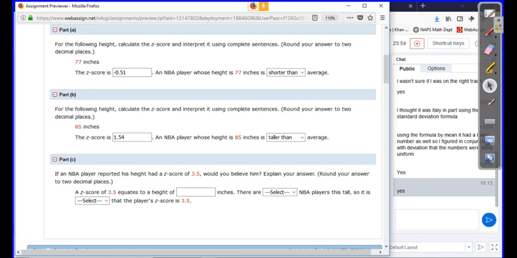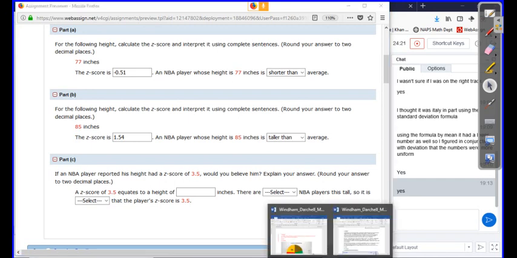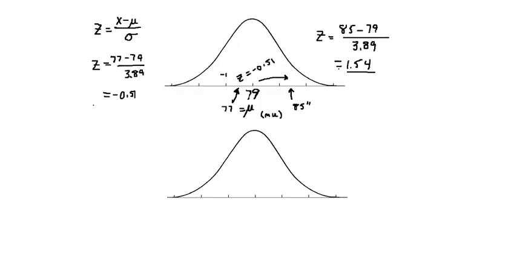So finally, let's talk about this. Can we use a z-score, if we know it, to find out something about somebody's height? Sure. 3.5 standard deviations is a z-score, and we ask, what would that equate to as far as height goes? Let's take a look at it. What does that mean to us? So let me open up my drawing here. All right, so we said 3.5 standard deviations.